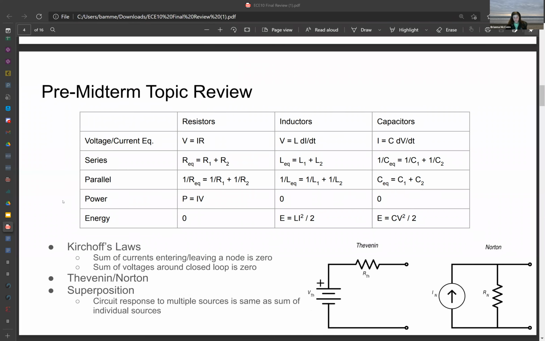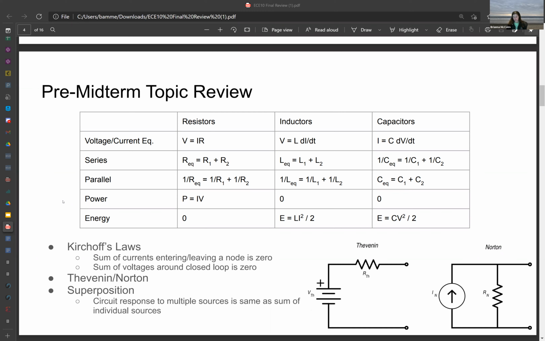Now, again, just in general, you should know how resistors, inductors, and capacitors behave in series and parallel, what their voltage current relation equations are, and what their relationship to power and energy in this class is. Now, it's important to note that Kirchhoff's laws apply in all of the domains that you use in this class. So they're going to apply in the time domain and the frequency domain. So it's really important that you have a good handle on them.